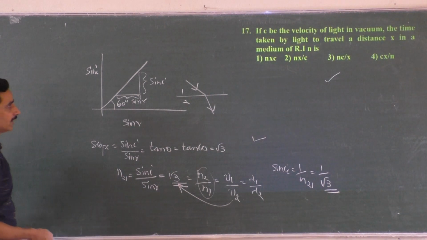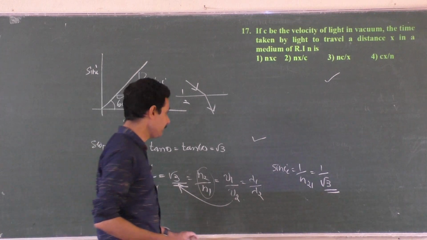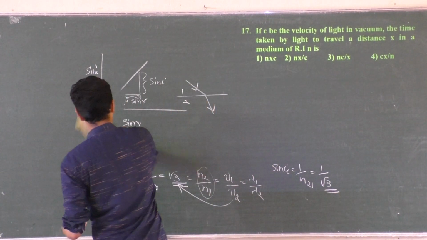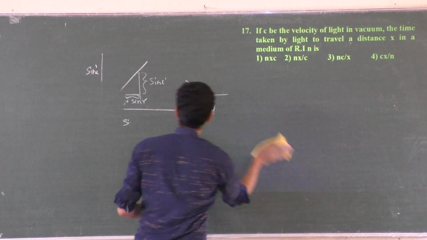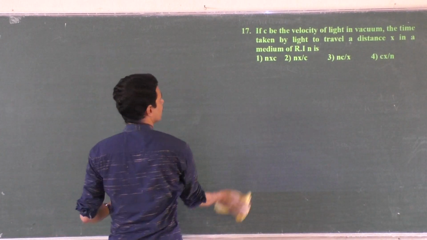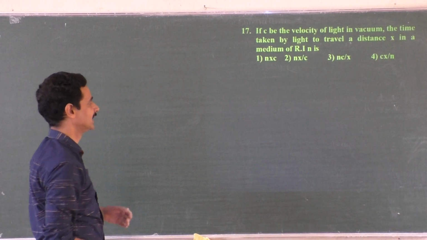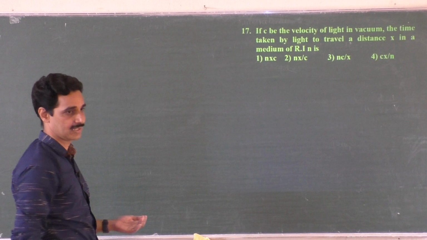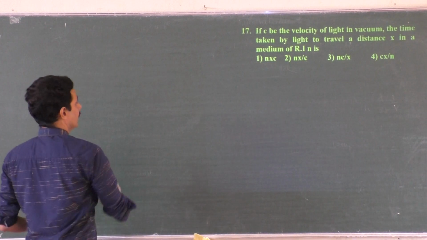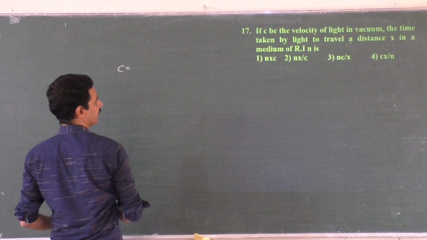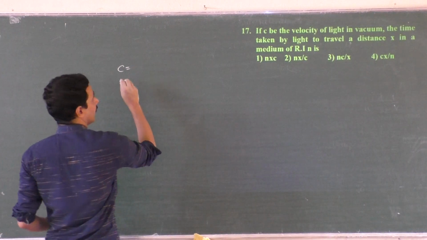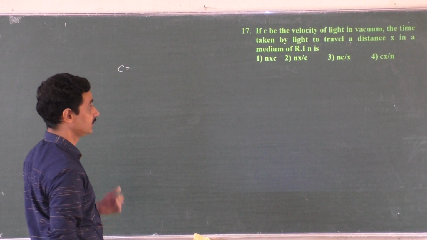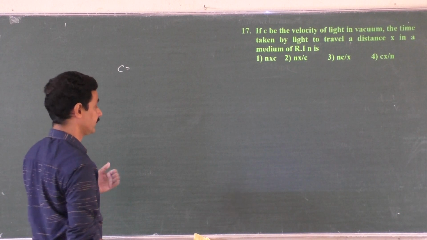If c is the velocity of light in vacuum, then the time taken by the light to travel a distance x in a medium of refractive index n is? Did you understand what is told in the problem? C is the velocity of light in vacuum, and if v is the velocity of light in a given medium, what is the time taken by the light to travel a distance x in a medium of refractive index n?